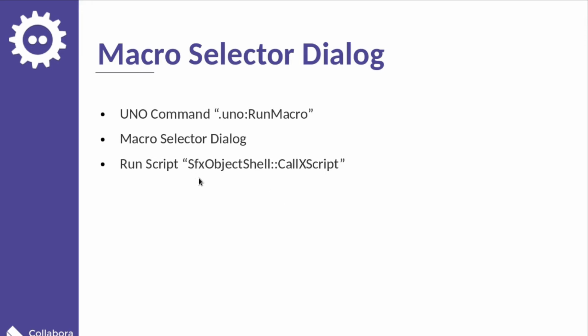In LibreOffice core, there is a command called run macro. This command is triggered by some user interaction, like a menu. Once it's triggered, the UNO framework dispatches this command to a specific process where a macro selector dialog is created. And when the user interacts with the dialog and selects the specific Visual Basic macro, finally the entry point where the macro is executed is called callScript.